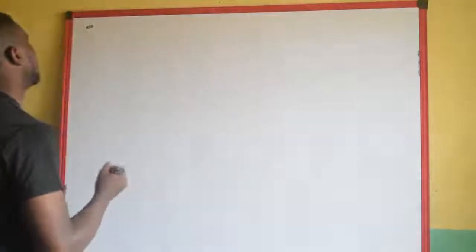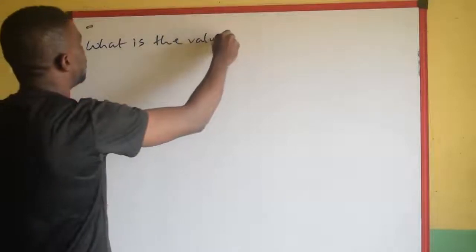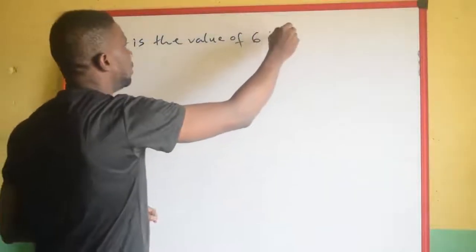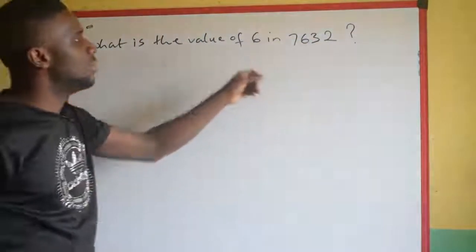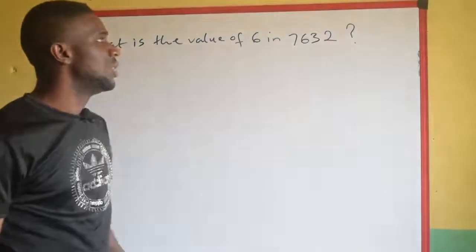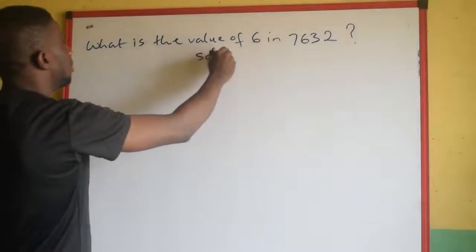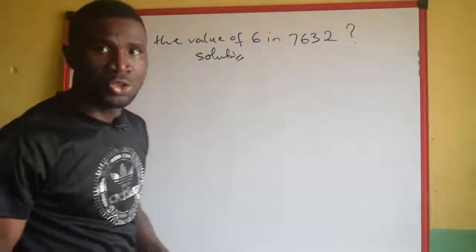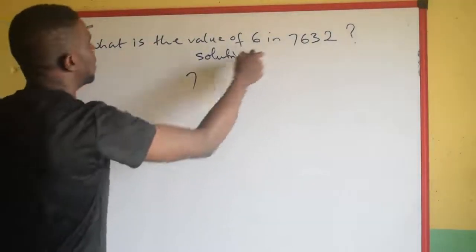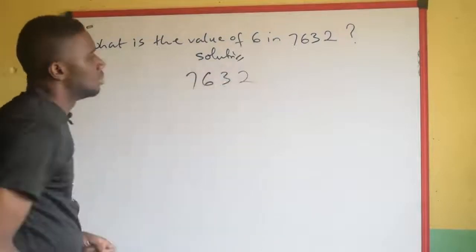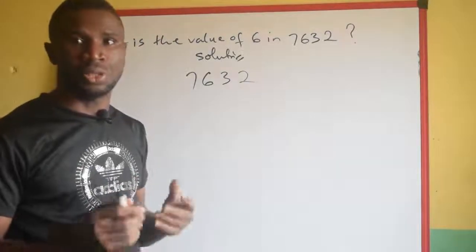Let's say I give you this question: what is the value of 6 in 7632? All you need to do is write down solution. After you have written down solution, bring down the question. Here, your interest is to check the question and identify the position of 6.